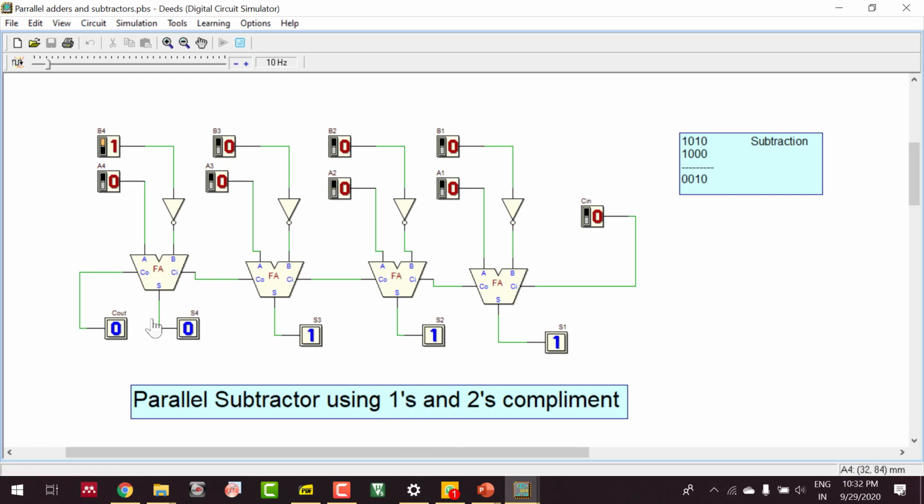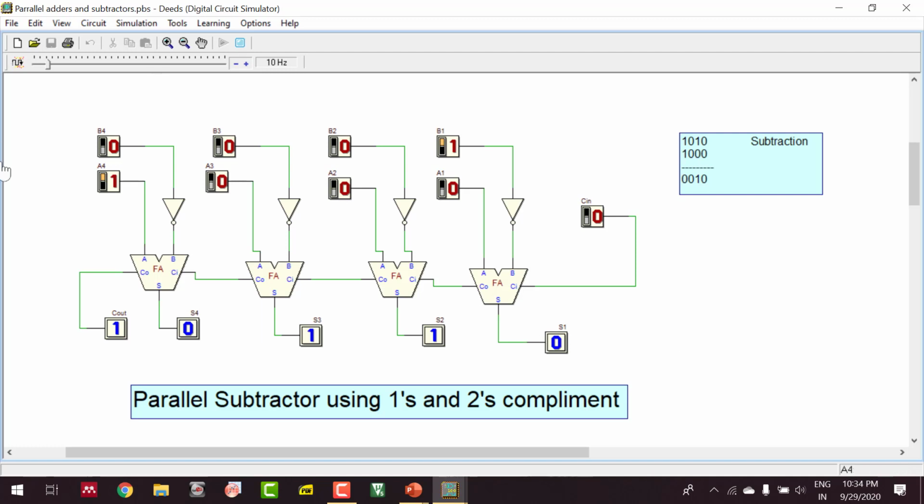Let us take 8 minus 1. Let's take 1000 as 8, and 1 for the B. If you look here, your answer is not correct. You are supposed to get 7, but since we are taking Cin as 0, your arithmetic takes place in 1's complement form. In 1's complement form, if a carry is generated, this carry is supposed to be added to the LSB. If I add it here, it will be 111, which is equivalent to 7. That means 8 minus 1 will be 7.